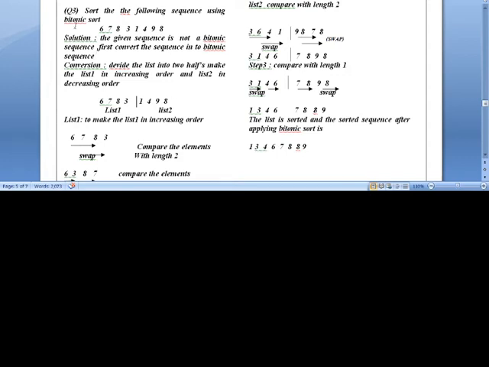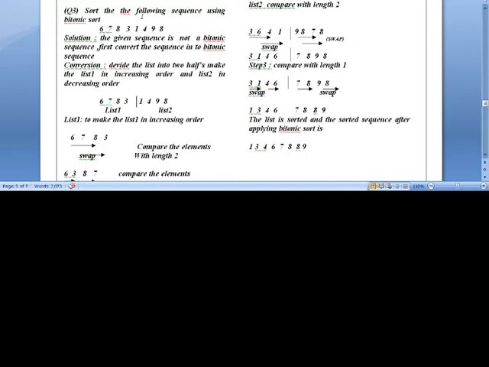So, dear students, here I am going to explain one more example of how to sort a given list using bitonic sort if the sequence is not a bitonic sequence. See here in this example, I want to sort this list using the bitonic sorting technique. The given sequence is not a bitonic sequence because it goes increasing, decreasing, increasing. So you have to convert it into a bitonic sequence.